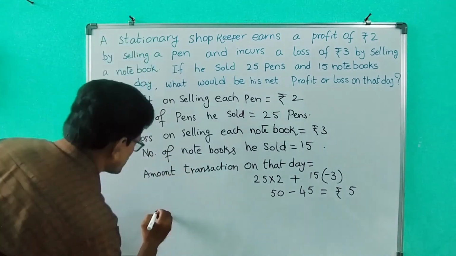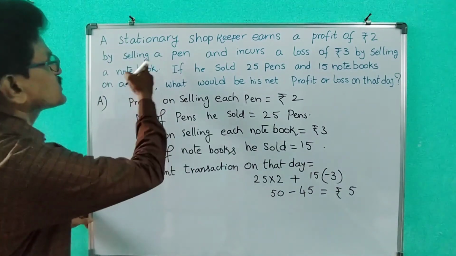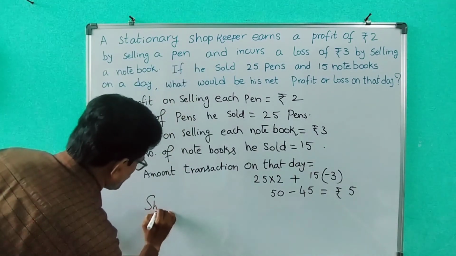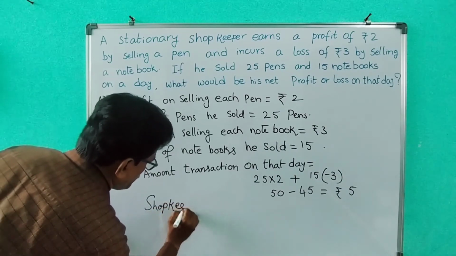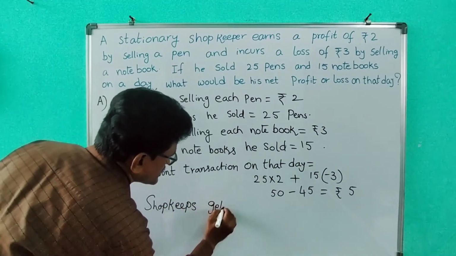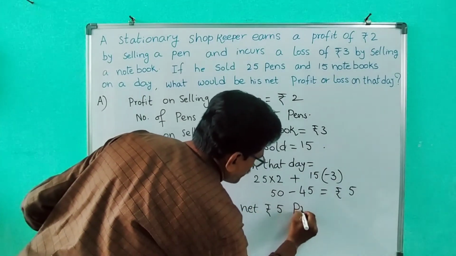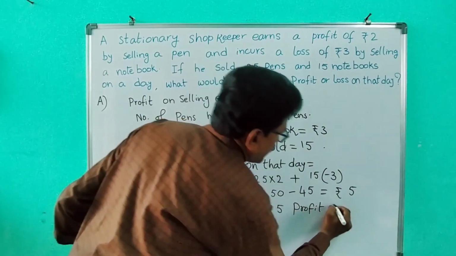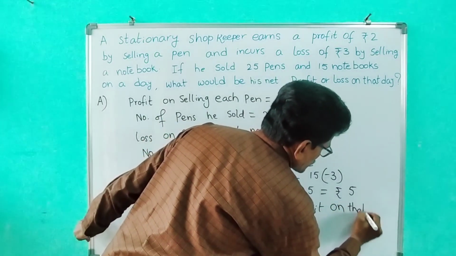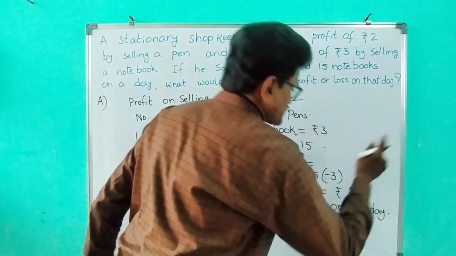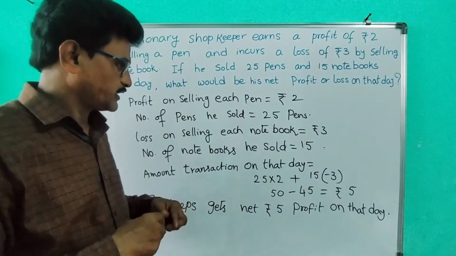We will write that sentence. So the stationery shopkeeper gets a net 5 rupees profit on that day. Okay? On that day. Like that, we can solve simple problems on integers.